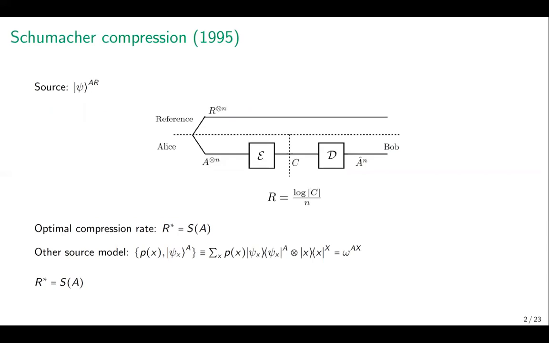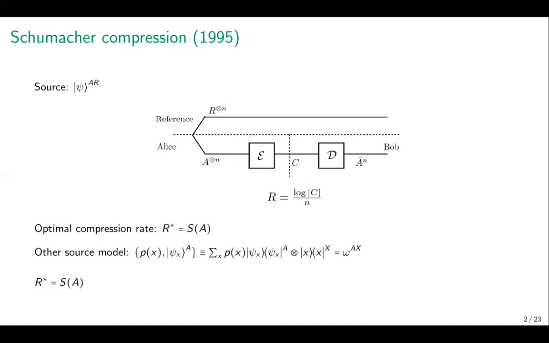Quantum source compression was studied by Schumacher for the first time in the 90s. Schumacher defined a quantum source as a quantum system together with correlations with a purifying reference system. In this model, the encoder, let's call it Alice, wants to compress many copies of system A. And by compression, we mean that system A is mapped to another system of a smaller dimension, of course, using general quantum operations, which are CPTP maps.